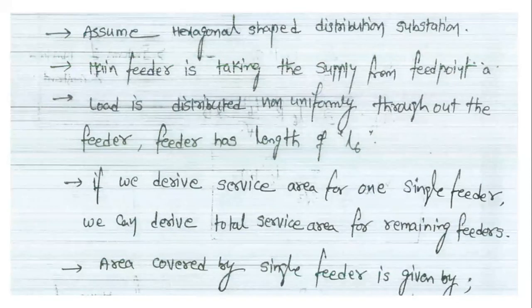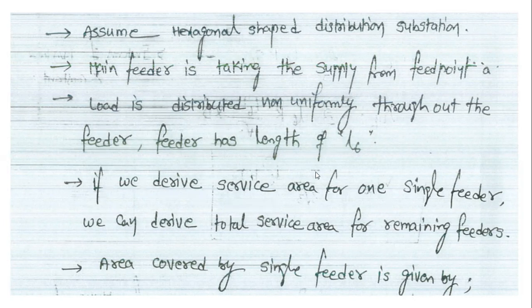Assuming hexagonally shaped distribution substations, the main feeder takes its supply from the feeding point A. The load is distributed non-uniformly throughout the feeders. The feeder length we are assuming is L6.